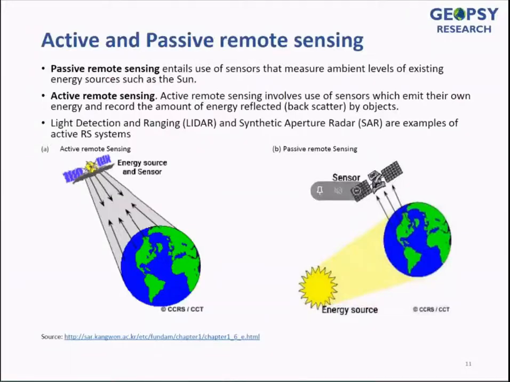For example, the sun provides light. So during the day, we can see different things because of the sun. So the sensors similarly can capture images of the day because they're using the energy from the sun.